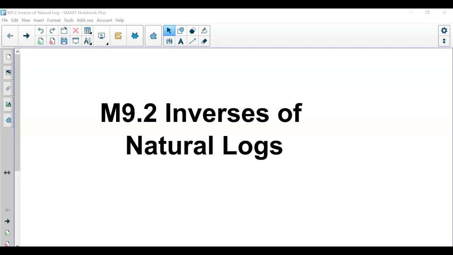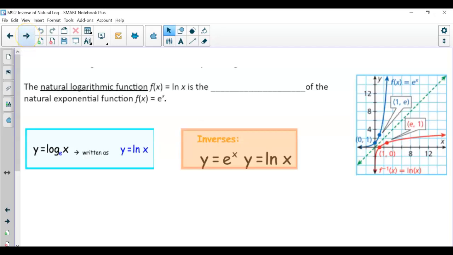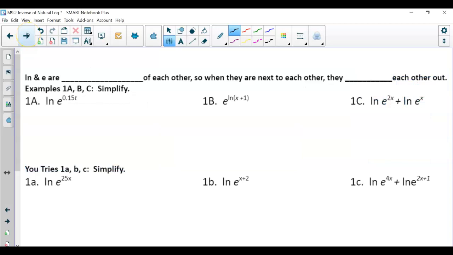In this video, I am starting our inverses of natural logs, but only going over the functions or the equations in this video. So this is day one. Here, just the reminder that the natural log of x is the inverse of the exponential function e to the x. Notice the graph here, how they are inverses of each other. So keep that in mind because we've been talking about inverses.